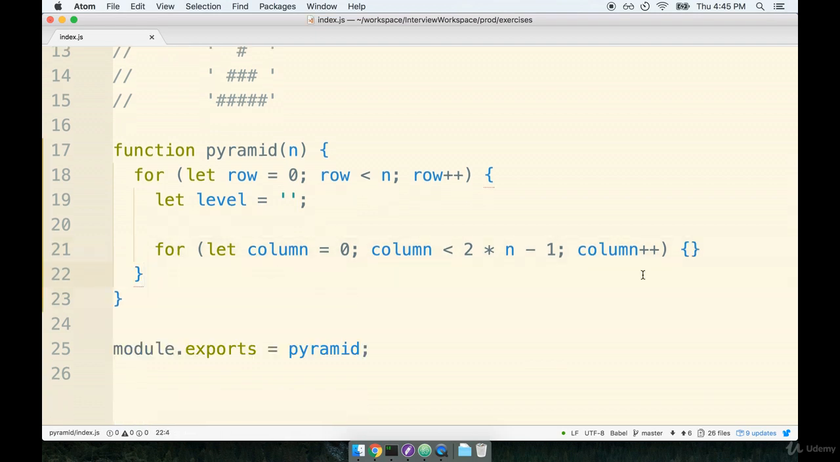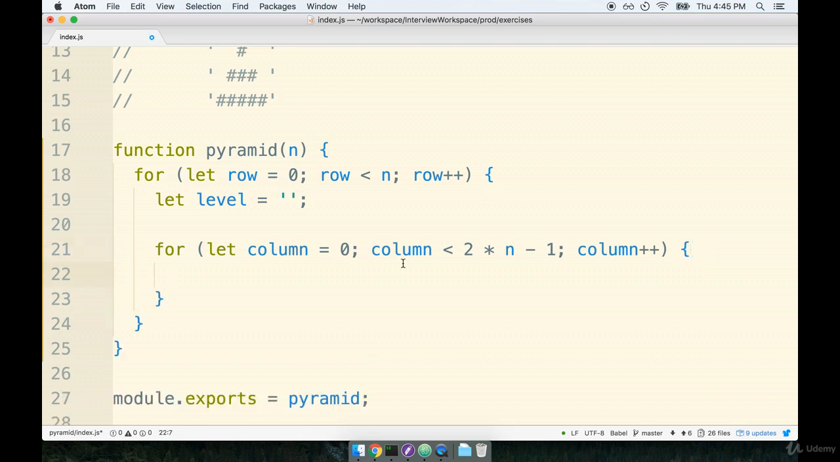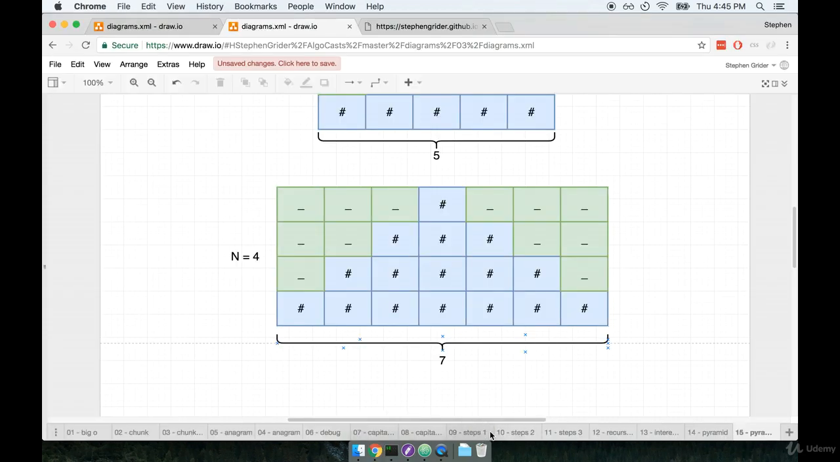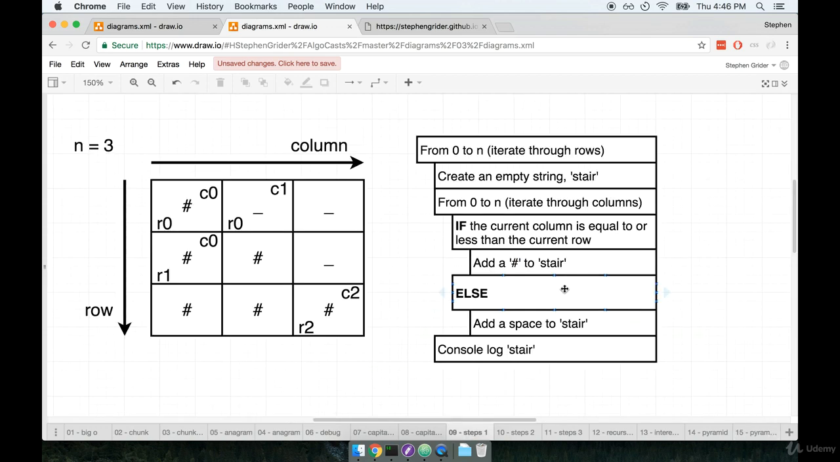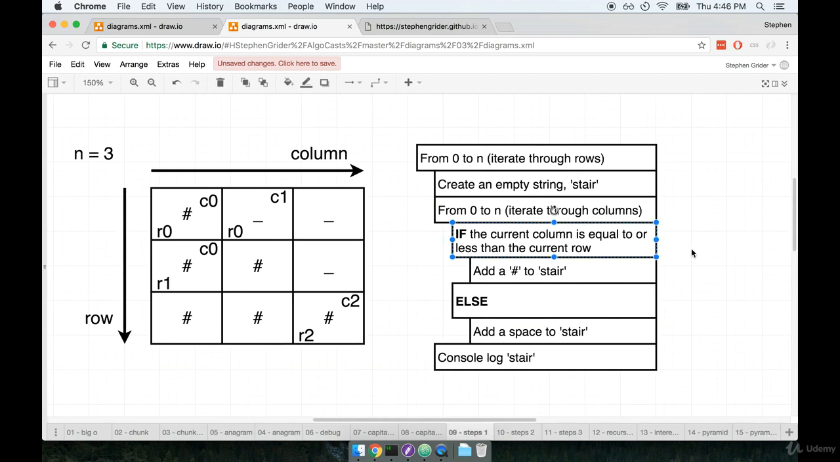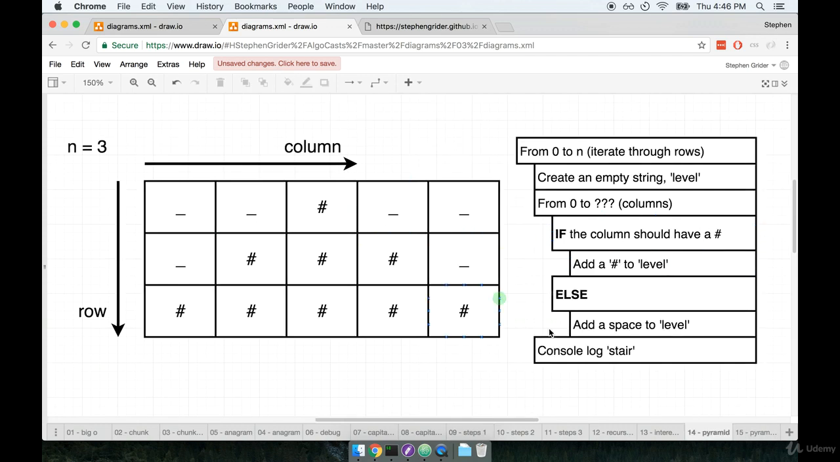Now very quickly, we start to run into the next big issue. So previously when we worked through this problem, when it was all about steps, we had a very clear and easy comparison to make. We had said that if the current column is equal to or less than the current row, we should add a pound. But this time around, it's way different. We've got a much more complicated calculation going here. And really, I'm not sure how much we can just do a very simple comparison between the two to figure out what to do here.